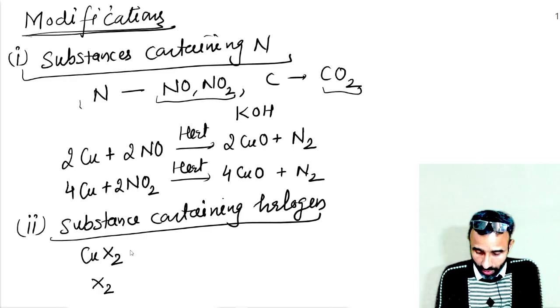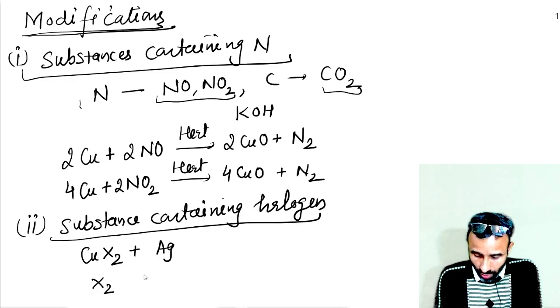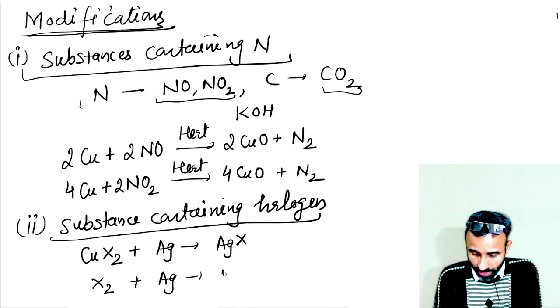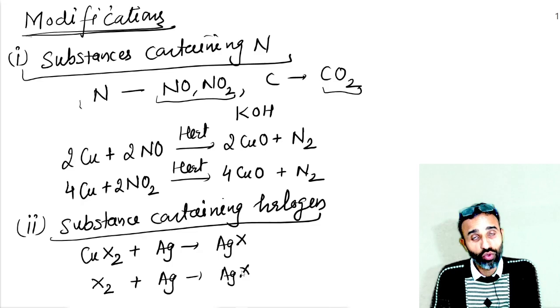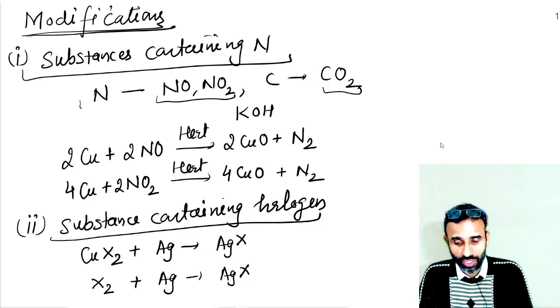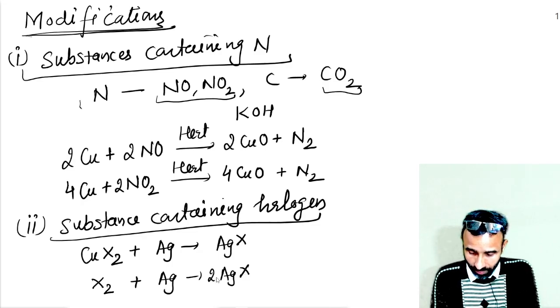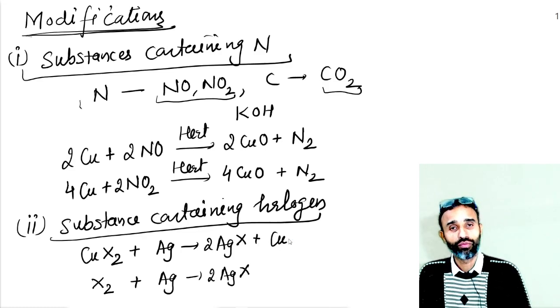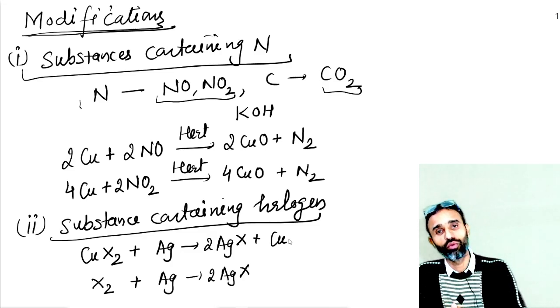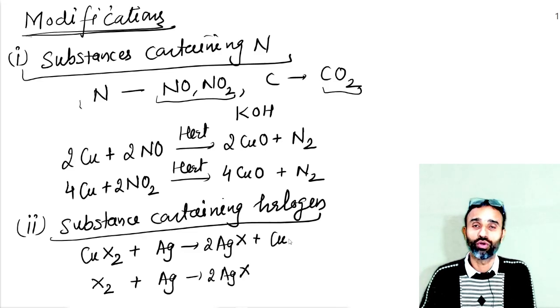So now in this case what we do is we use silver gauze. Silver gauze will form silver halide, which is non-volatile, it is a precipitate. So in this way, on modification of the tube, means at the end of the tube, in case of nitrogen we are using copper gauze, in this case we use silver gauze.